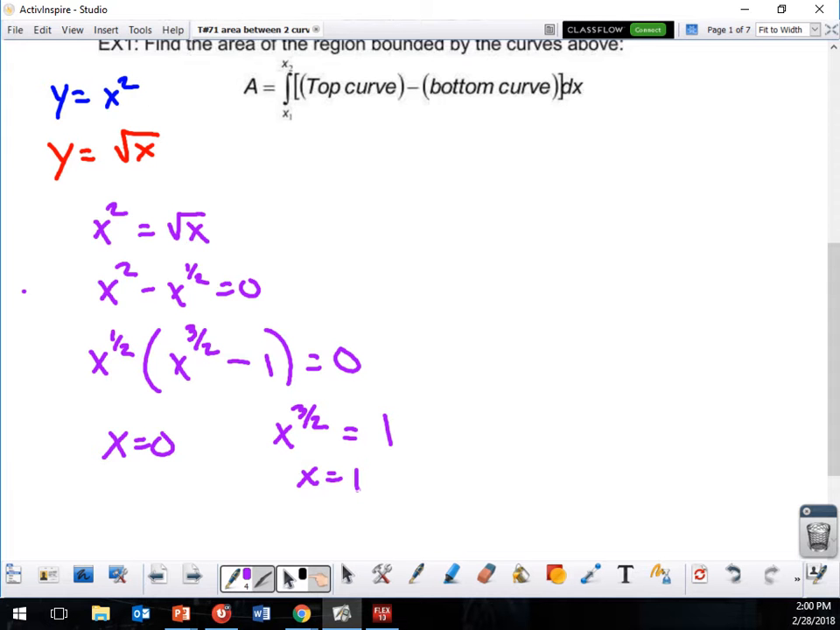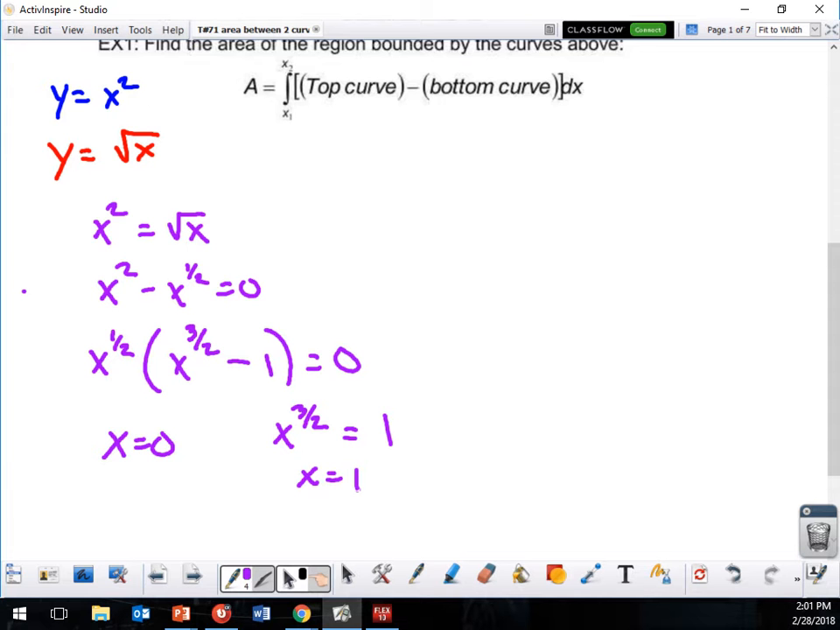So my bounds for this would be from 0 to 1. Now, figuring out what the top curve is, it's one of those things that you're going to have to know how to do. If you have a calculator, you can graph it.